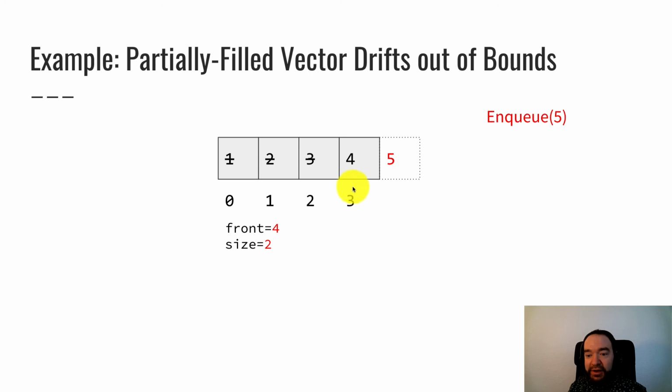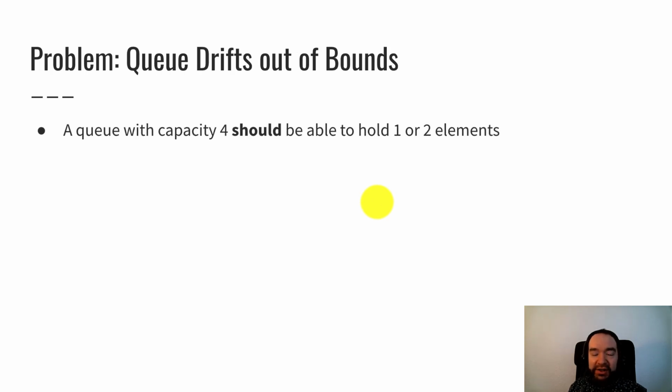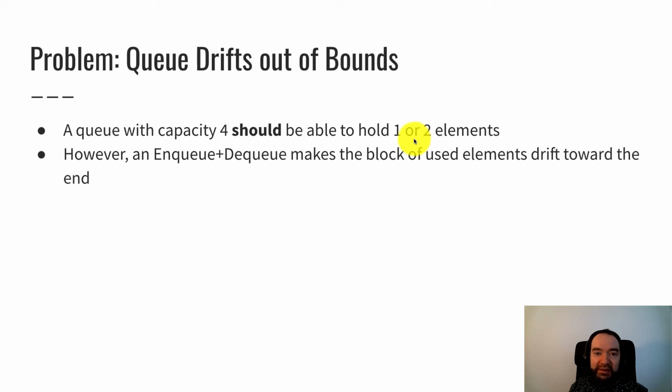If I try to NQ 5, then we'll calculate the index that we need to store at, which would be front plus size. That would be 3 plus 1 makes 4. So we're trying to store at index number 4, but that's out of bounds. 4 is not a legal index right now. So this doesn't work. We would get an array out of bounds exception if we tried to run this, and it would crash. So that's the problem. The way the code works right now is this queue can drift out of bounds. As I say, a queue with capacity 4 should be able to hold 1 or 2 elements, no problem, because I'm only trying to hold 1 or 2. But the way that this code works, it's not capable of doing that.